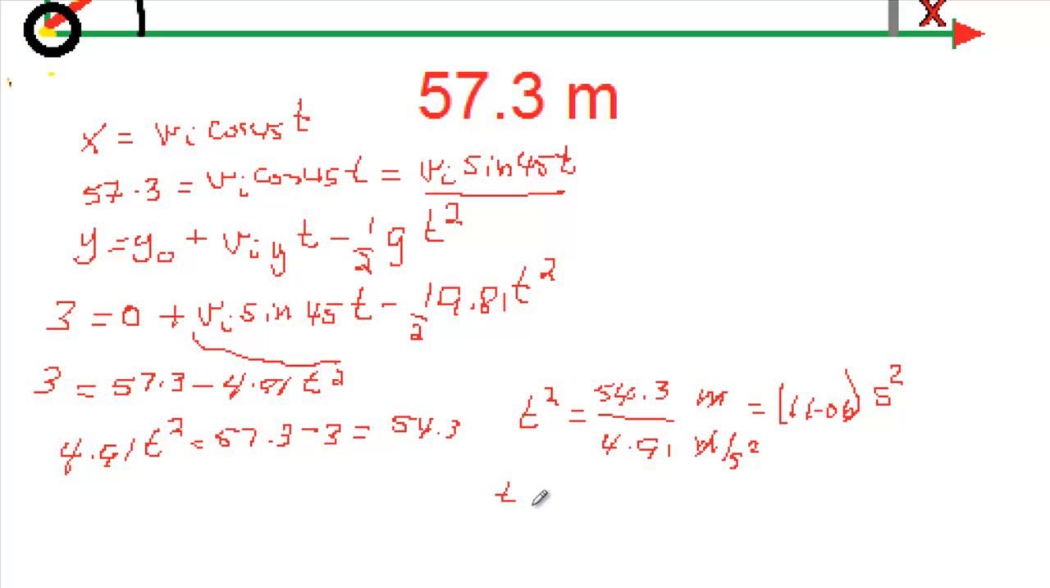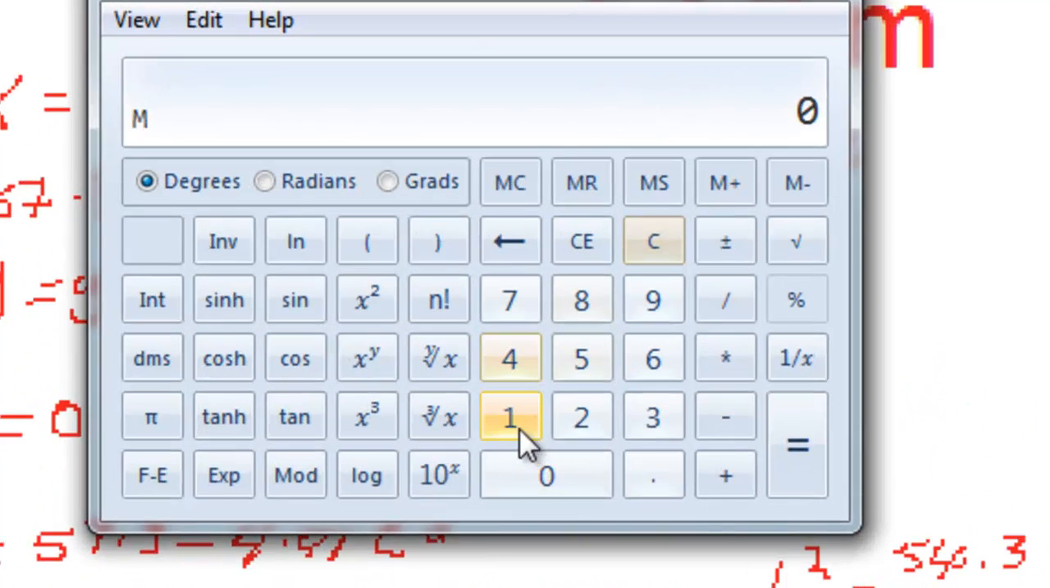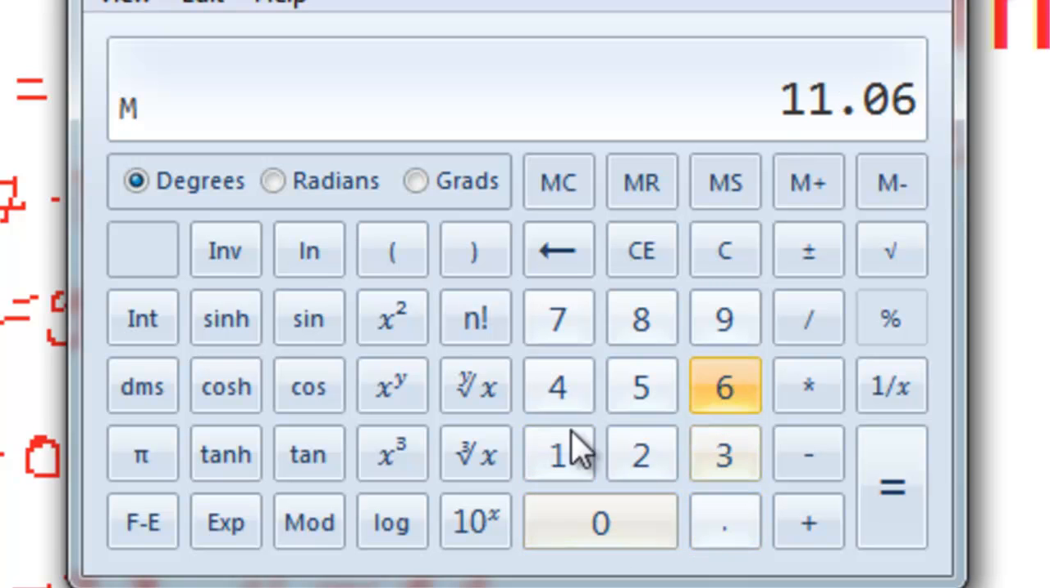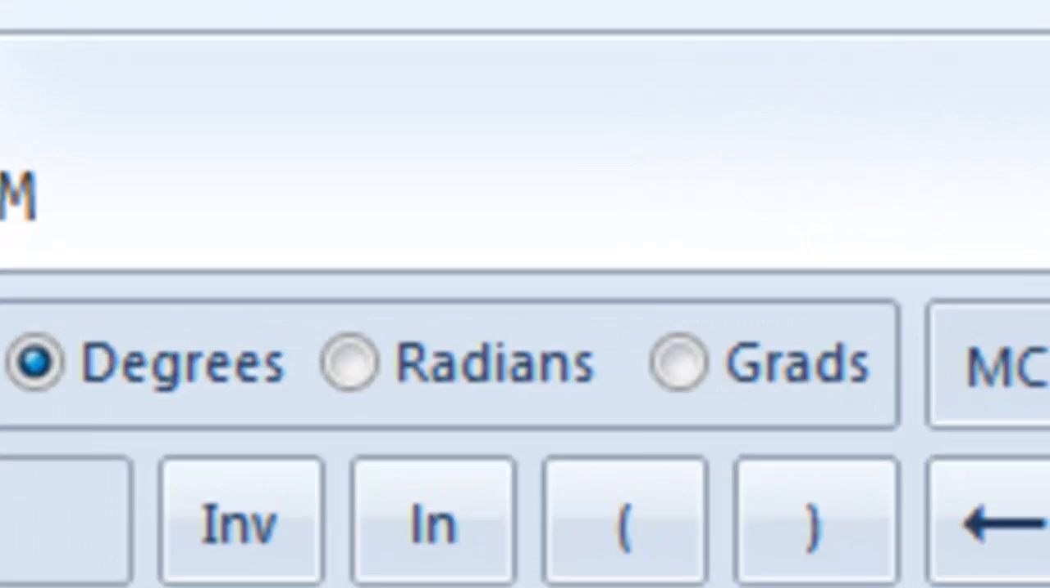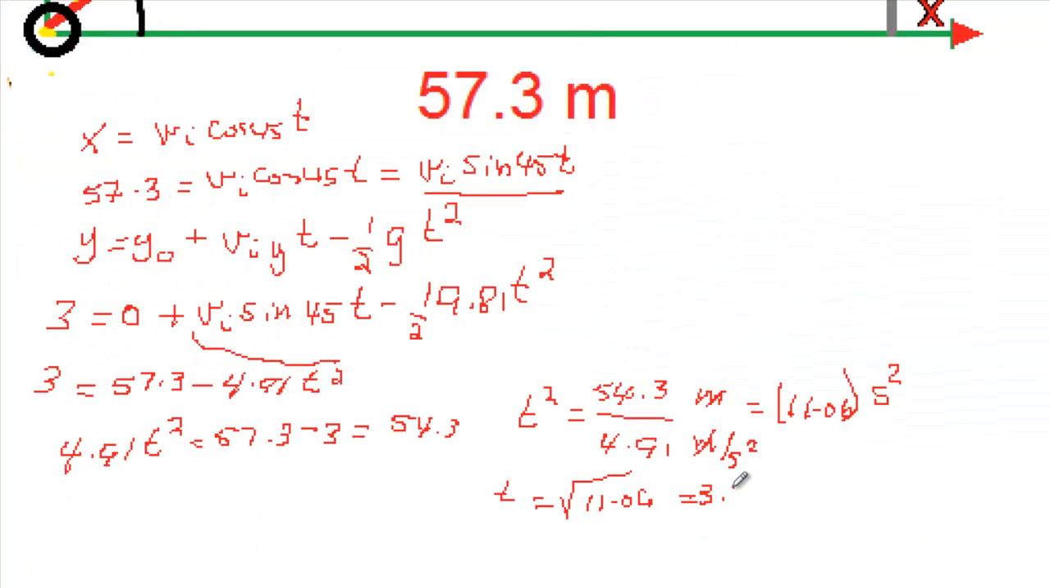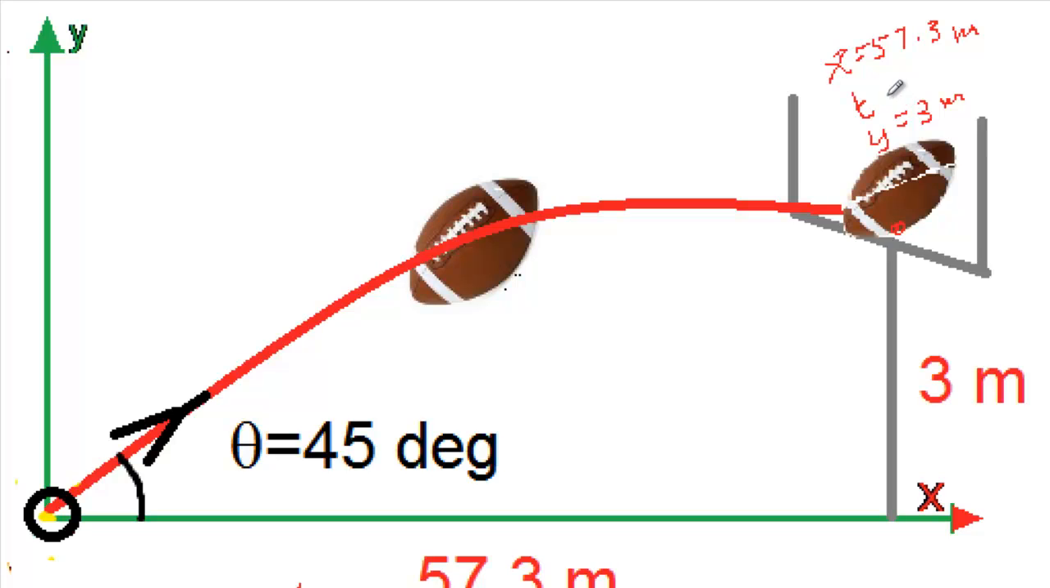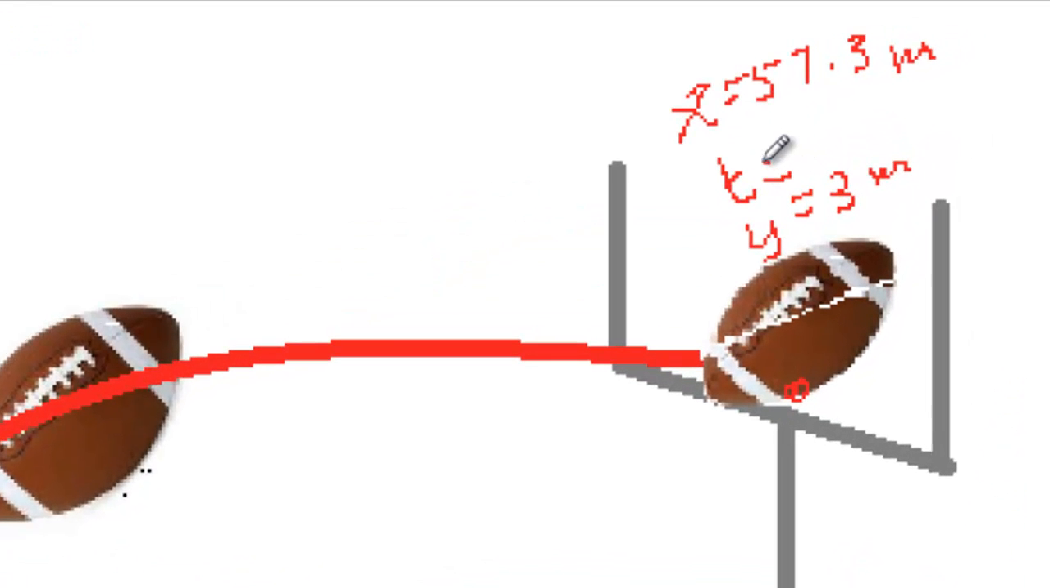And for your time, this would be the square root of 11.06. And that's 3.33 seconds. We still need the initial velocity. We know when the ball passes here, the time here is 3.33. That's the time elapsed since the ball was launched.